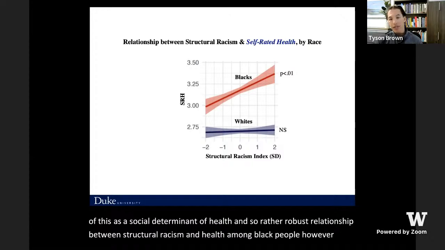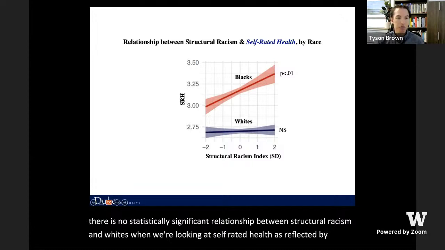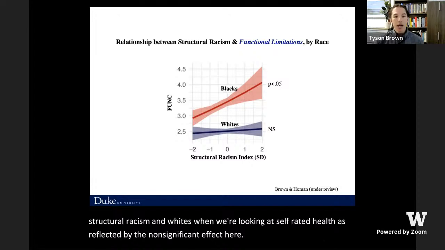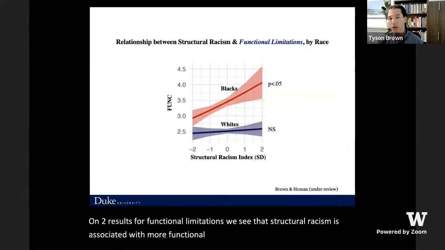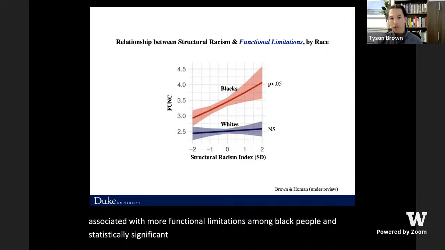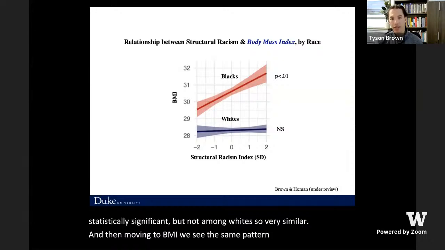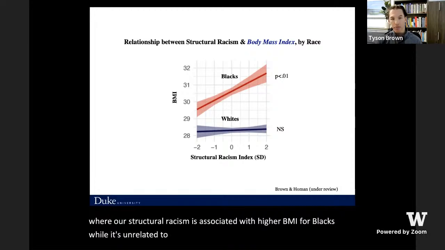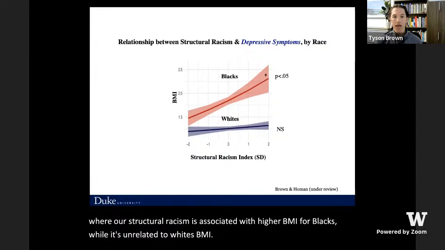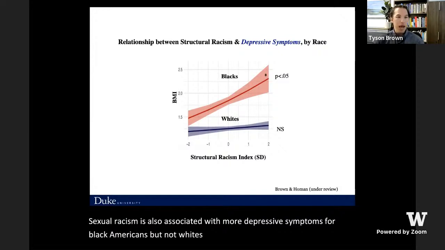However, there is no statistically significant relationship between structural racism and health among whites when we're looking at self-rated health, as reflected by the non-significant effect here. So moving on to results for functional limitations, we see that structural racism is associated with more functional limitations among Black people, statistically significant, but not among whites. So very similar. And then moving to BMI, we see the same pattern for body mass index, where structural racism is associated with higher BMI for Blacks, while it's unrelated to whites' BMI. Structural racism is also associated with more depressive symptoms for Black Americans, but not whites. Again, you see this familiar pattern where it's statistically significant for Black people, but not white people.